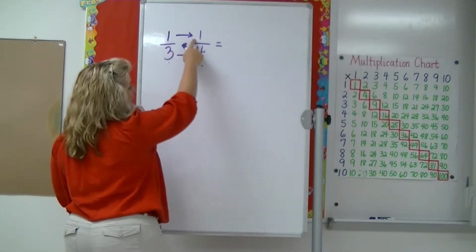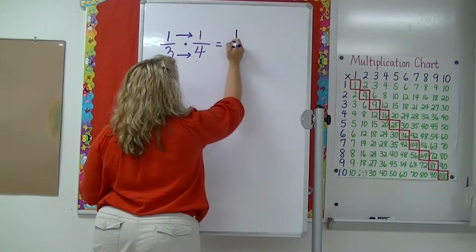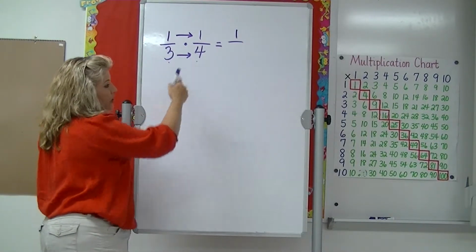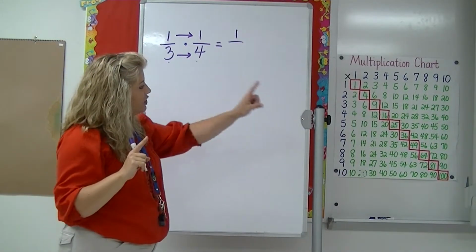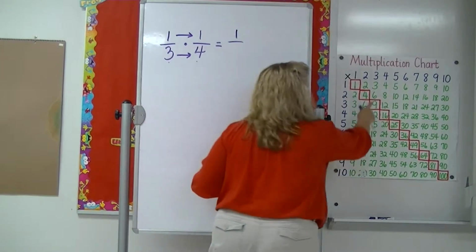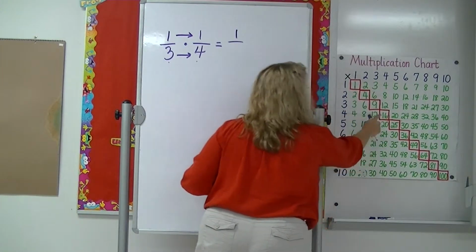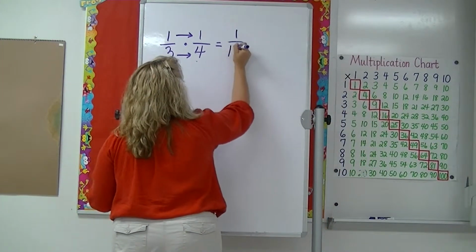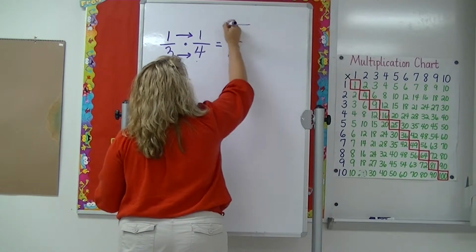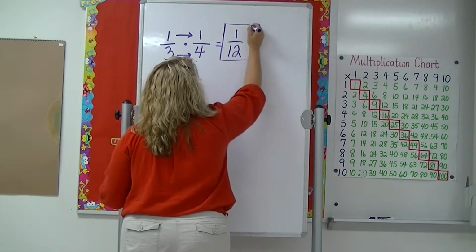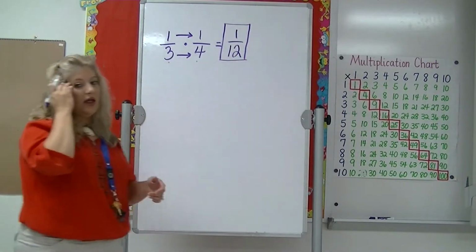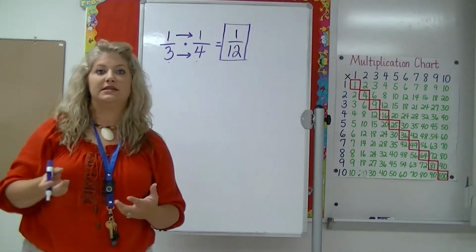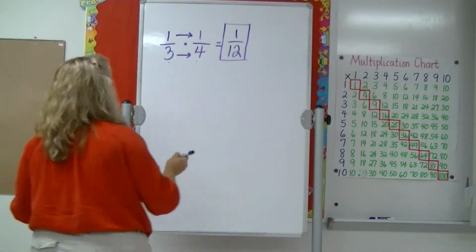1 times 1 is 1. 3 times 4, if I need a refresher, I can look at my multiplication chart. I can see that 3 times 4 is 12. So my answer is 1/12. Well, how does this work? Why does this make sense? Let's look at a model.